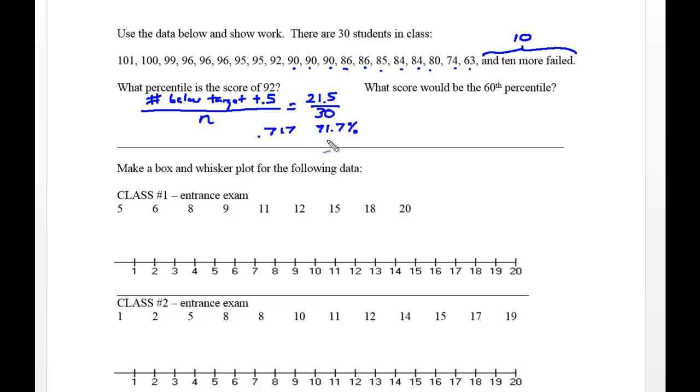So, you know, if you want to do rounding for ease of use here, you're in the top 30%, and there's 70% below you and 30% above you. And again, we're rounding to make it easy, because it would really be 72 and 28%.